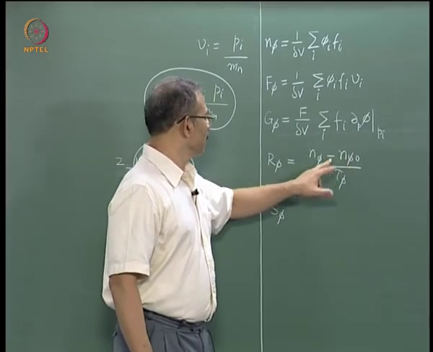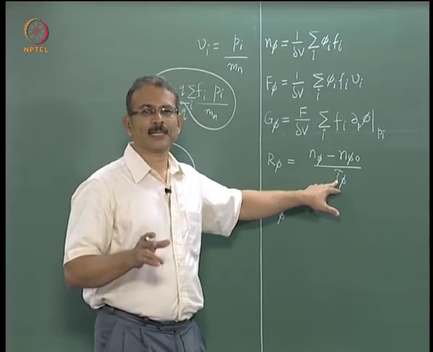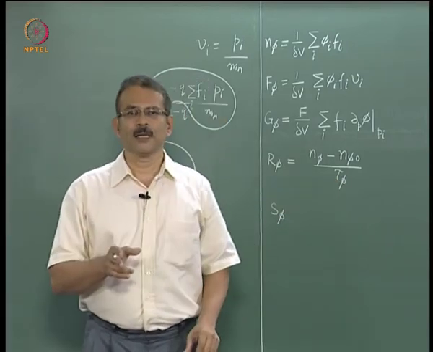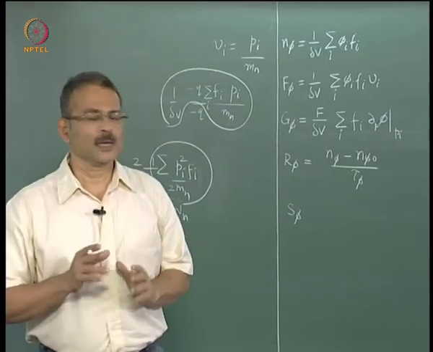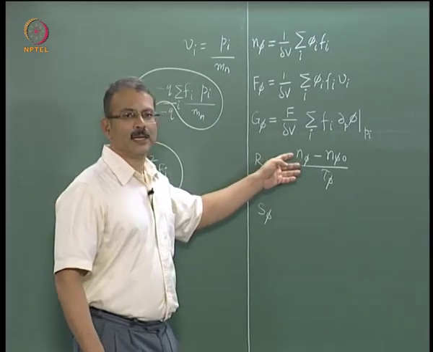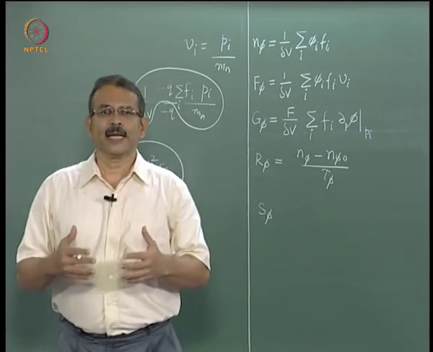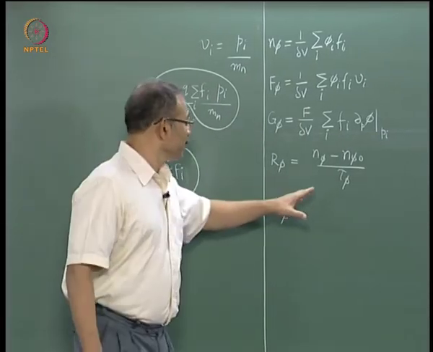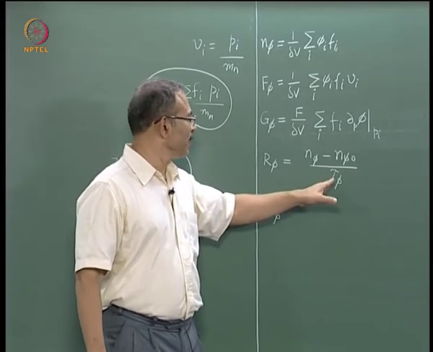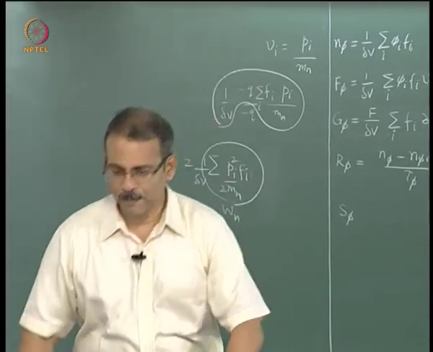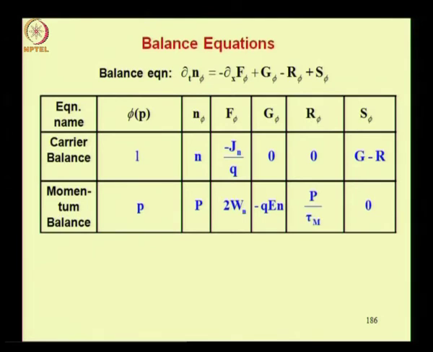So this term is 0, and tau phi is the momentum relaxation time. We have remarked earlier that tau phi is the time taken by the quantity n phi, in this case the momentum, to relax to equilibrium when there is a scattering effect on the electrons. So that time is momentum relaxation time, and that is why you have this formula P by tau m here. The term S phi is 0 because generation recombination processes do not contribute any momentum. So this term S phi has been shown to be 0.